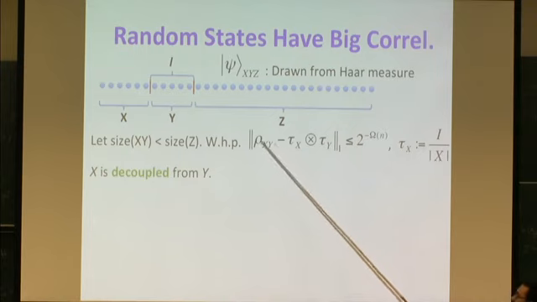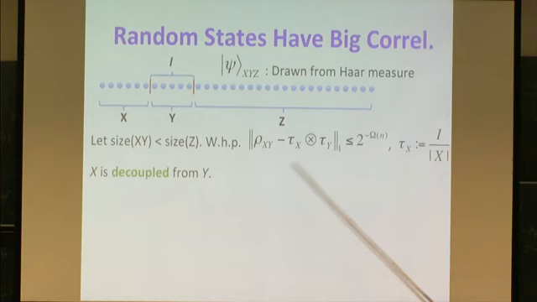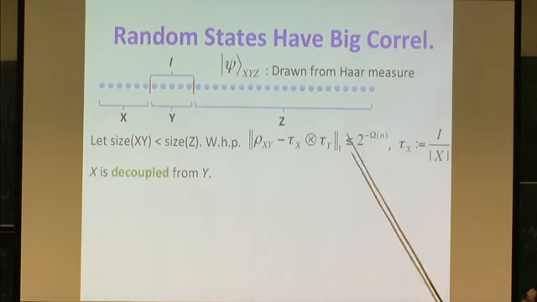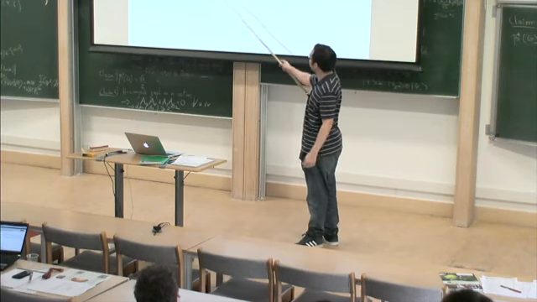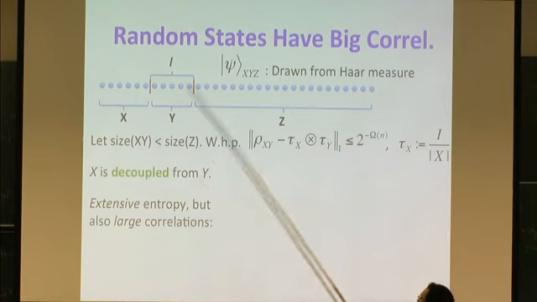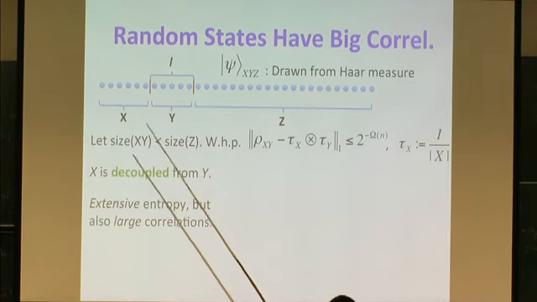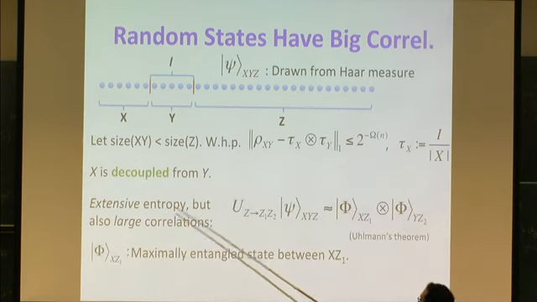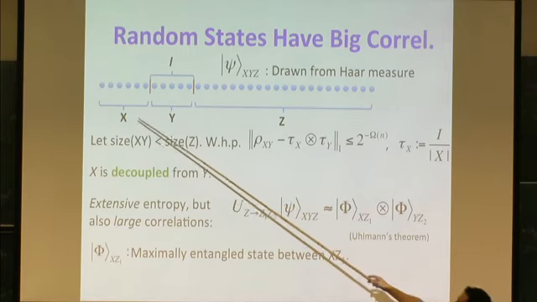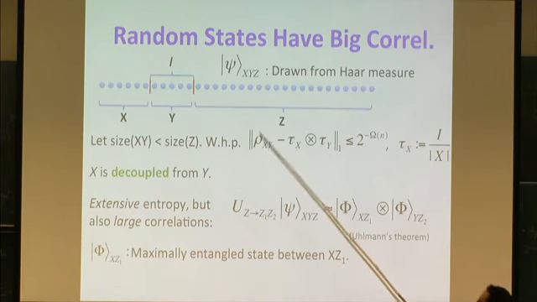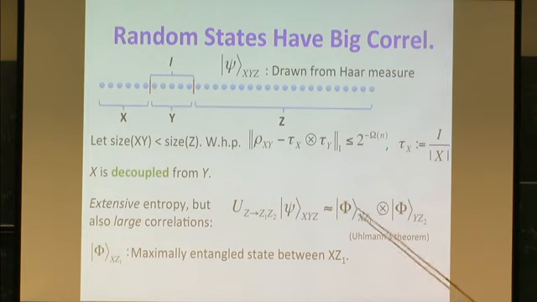When we have states which are very close to products in trace norm, we say that x is decoupled from y, and I'll tell you more about this decoupling later. What this shows is that we indeed have extensive entropy: the entropy of x and the entropy of y have volume scaling. But maybe we shouldn't care, because given this decoupling, we can apply Uhlmann's theorem in the right way. This shows that x is approximately maximally entangled with some subsystem of z, and the same for y, because this is a particular purification: two states close to maximally entangled, between x and a subsystem of z, and between y and a subsystem of z.